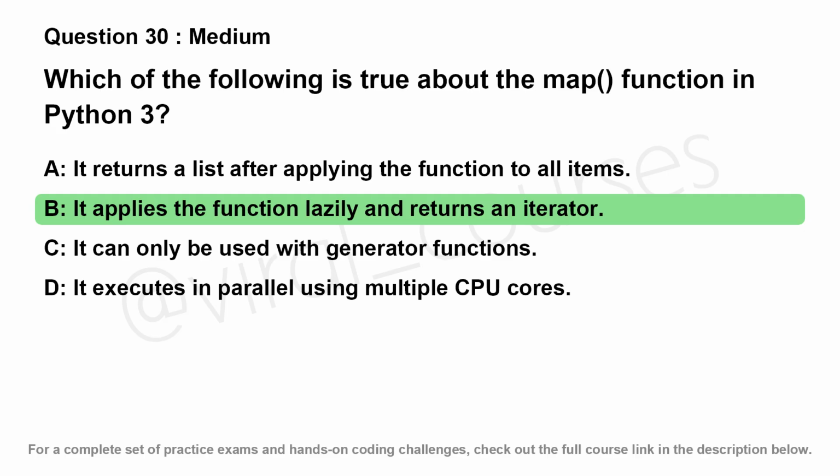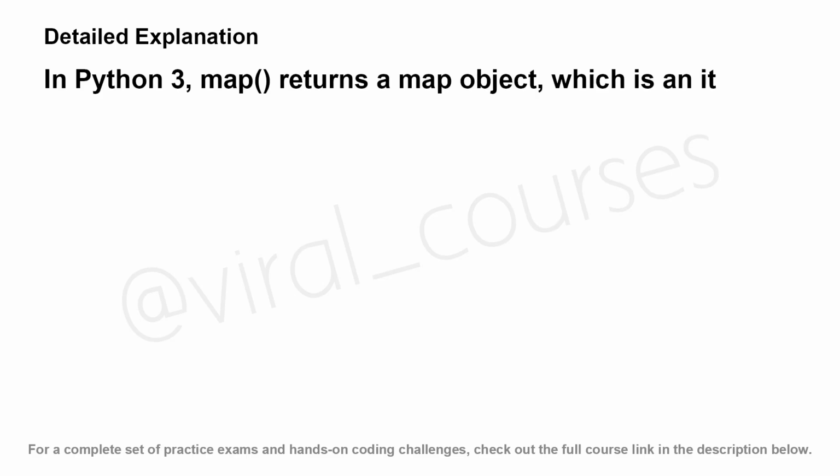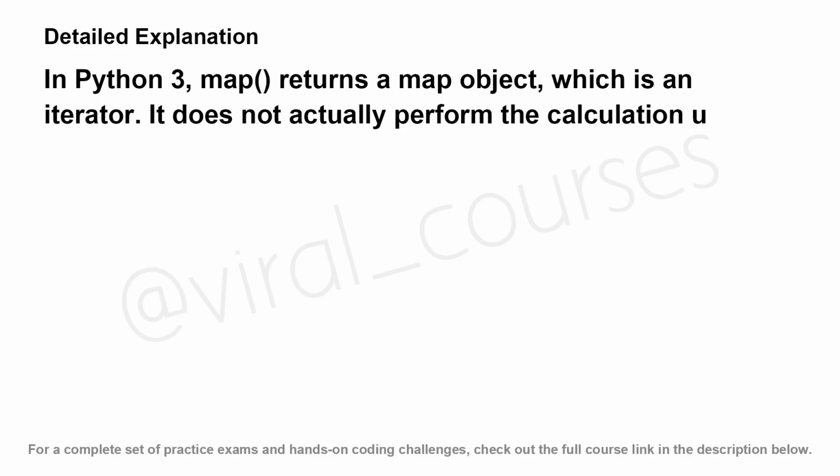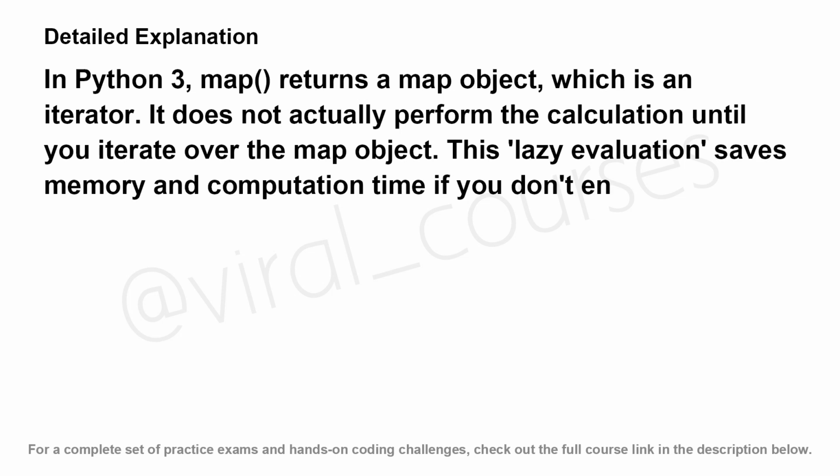The correct answer is B. In Python 3, map returns a map object, which is an iterator. It does not actually perform the calculation until you iterate over the map object. This lazy evaluation saves memory and computation time if you don't end up using all the results.